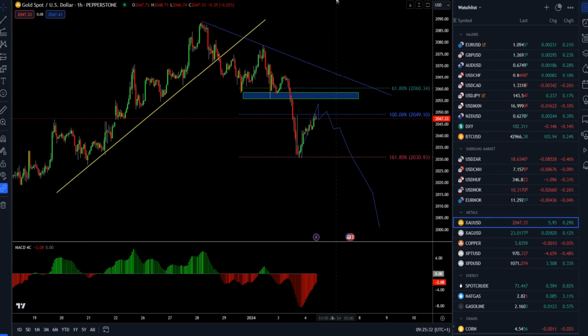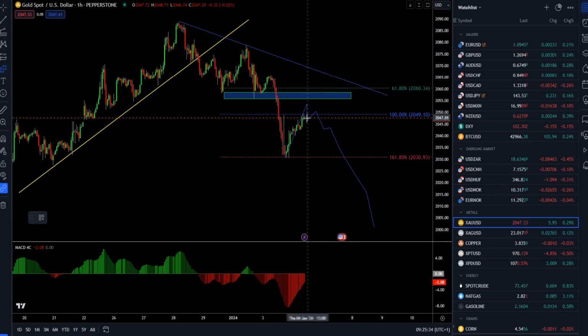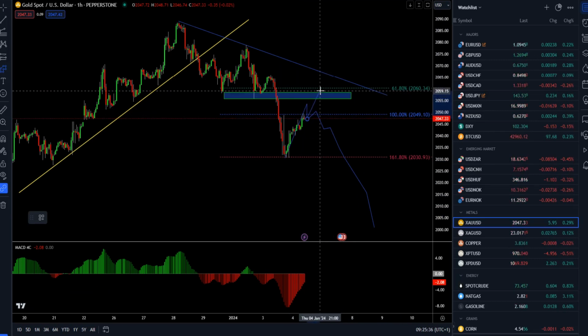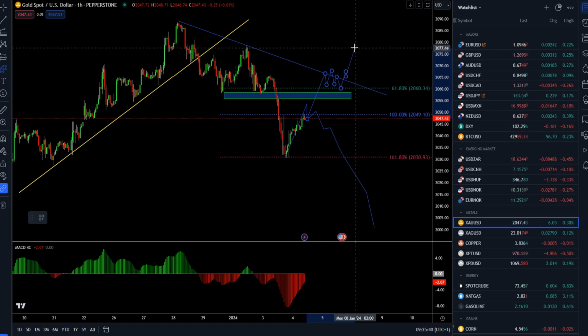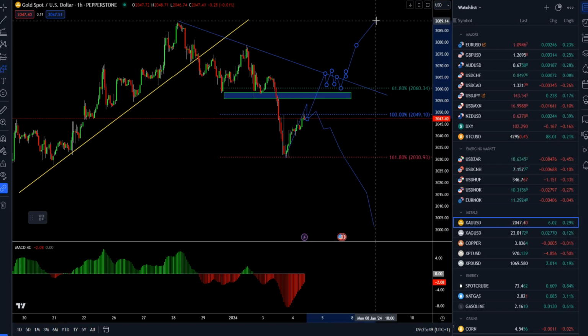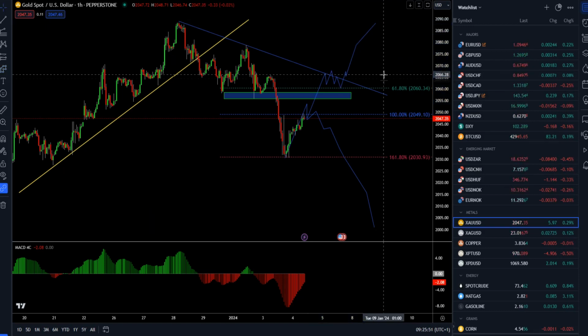2000 mark. Anything meaningful to the upside, I would like to see the breakout of this 2060, eventually break out the supply trend line and then hold above. It will be a good sign for the upside scenario to develop, and the upside objective in that case will be around 2078 and 2089.